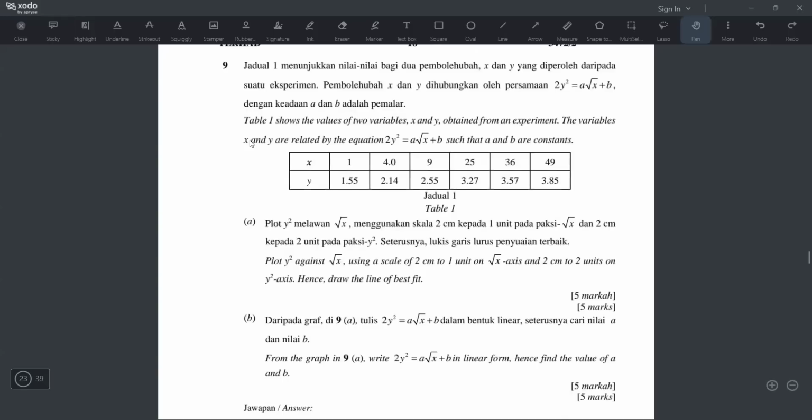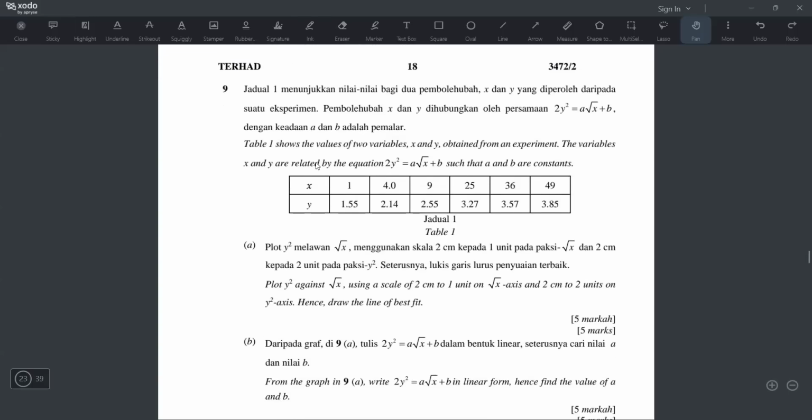Okay, let's continue. Number 9. Okay, this one is a linear law punya chapter. Form 4 chapter 6, I think. Yeah, linear law. So yang ni kena guna graph paper. Okay, let's read the question.